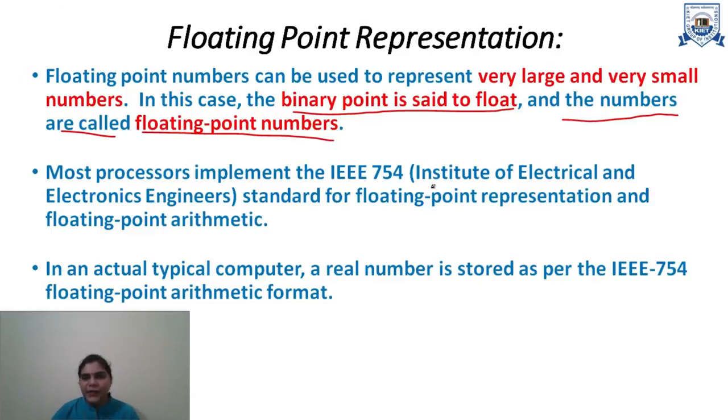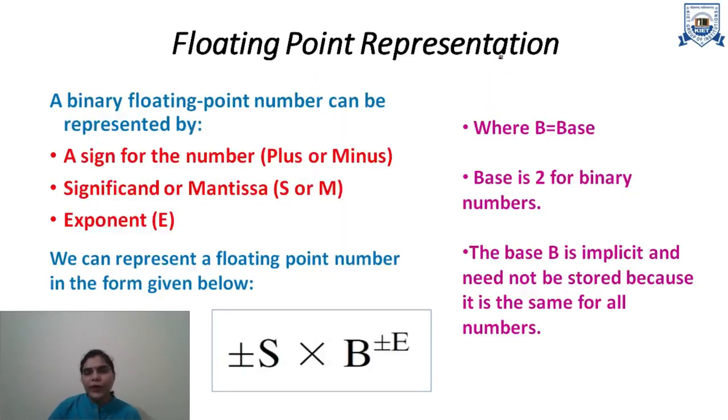IEEE, the Institute of Electrical and Electronics Engineers, provided a standard for floating point representation, and this standard is called IEEE 754. In real computers, a real or fractional number is stored according to the IEEE 754 standard. Floating point representation. In this representation, any number can be represented with the help of three fields. One is sign, which denotes the sign of the number.